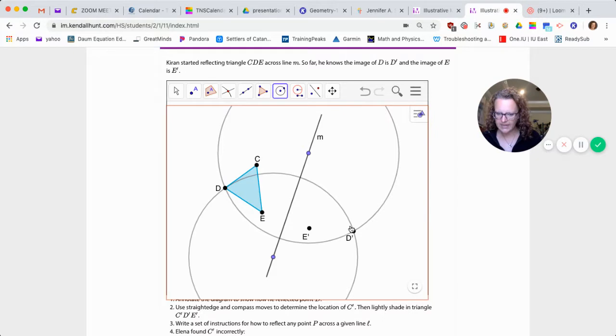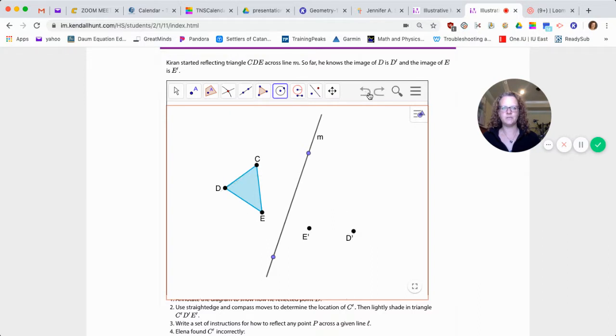So we're annotating reflected point D. So first I needed to put 2 dots on my line M and then draw a circle from this point to D and from this point to D to give me the intersection where D prime goes. All right? I'm going to erase those now.